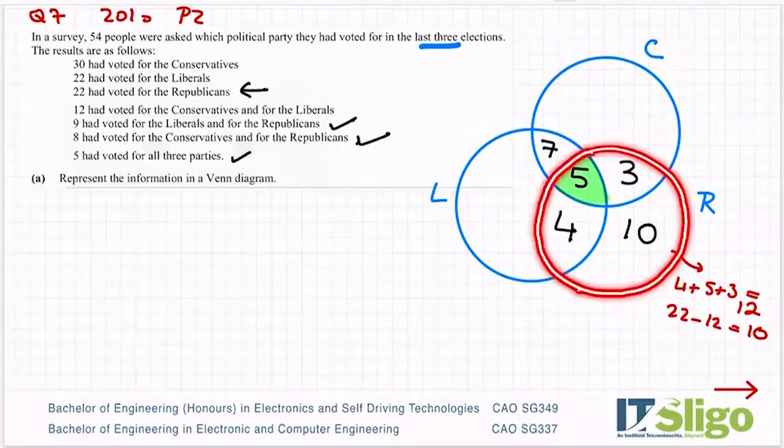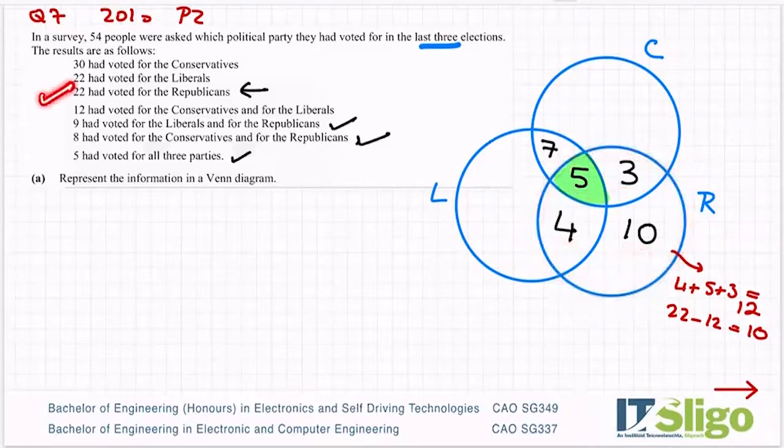So if I have a look at that circle now and add up all the numbers in it, I have 10 and 3 is 13, and 5 is 18, 19, 20, 21, 22. So I'm happy that 22 have now voted for the Republicans.